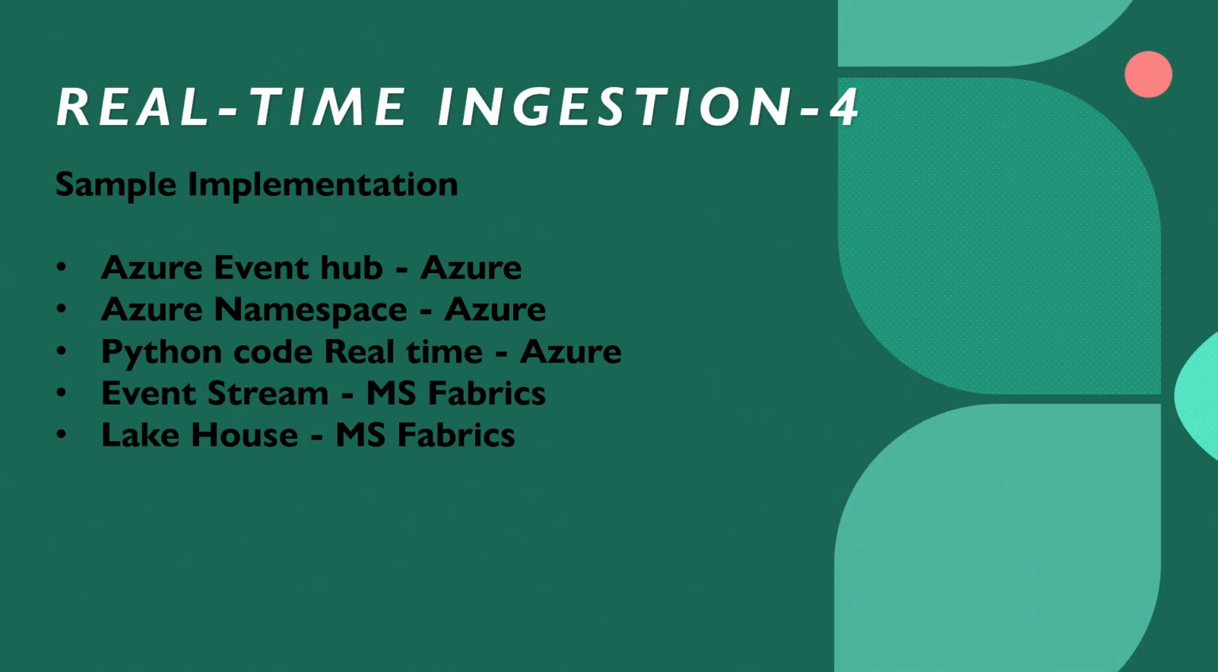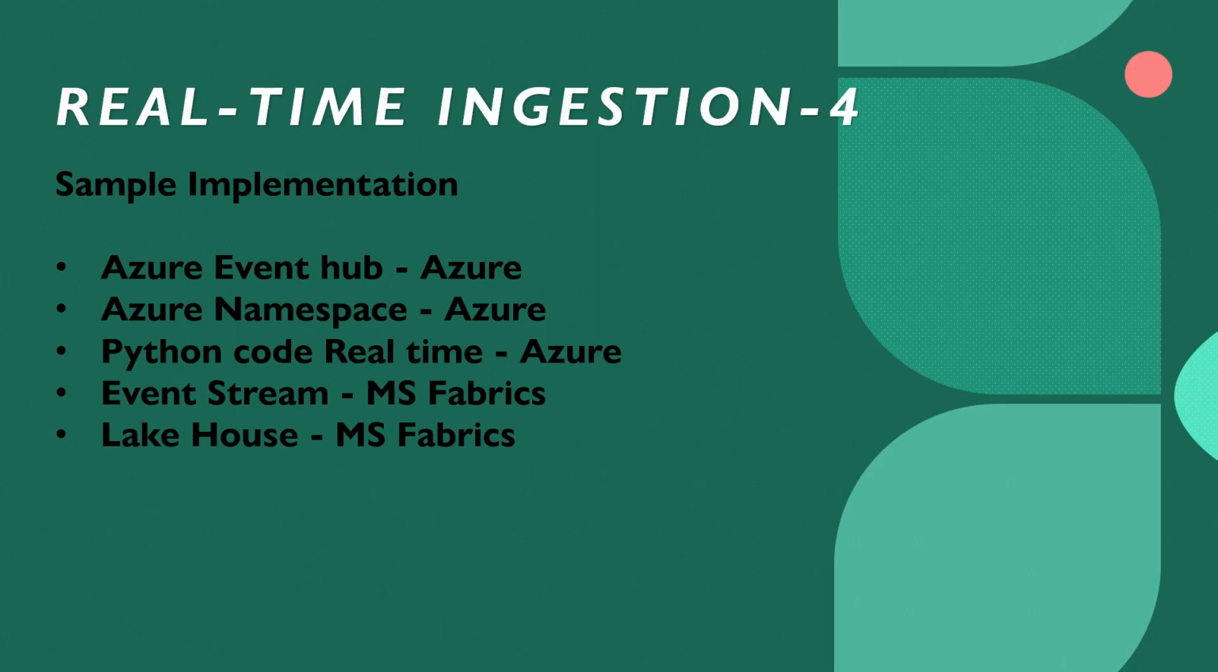Now let's move to the fourth one, which is a sample implementation. We are going to see a small demo of how we can use Microsoft Fabric as well as some components from an Azure subscription: Azure Event Hubs and an Azure namespace, then some Python code connecting to my Azure Event Hub by SAS connections. And then we will have EventStream from Microsoft Fabric and Lakehouse from Microsoft Fabric.